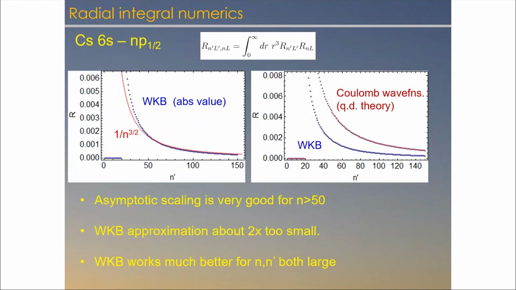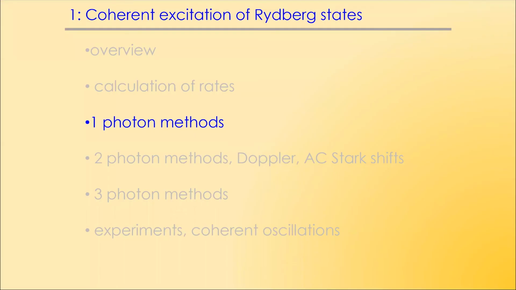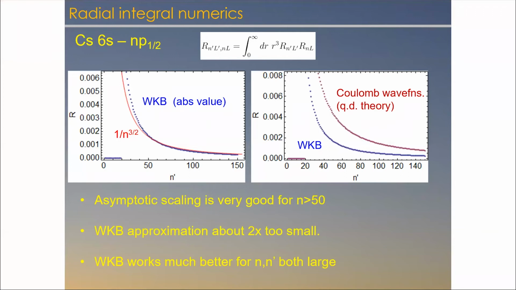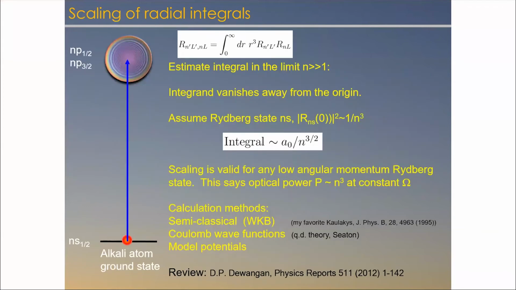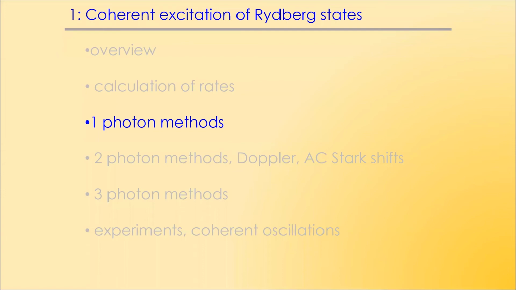Let me skip that. Apart from saying that the matrix elements decrease as you go to higher and higher Rydberg levels, so you need more and more intensity to do that excitation fast. I just want to say that this integral scales as 1 over n to the 3/2. So as you go higher in principal quantum number, you go slower because of that factor. And that's just to do with the overlap near the core of the wave functions.